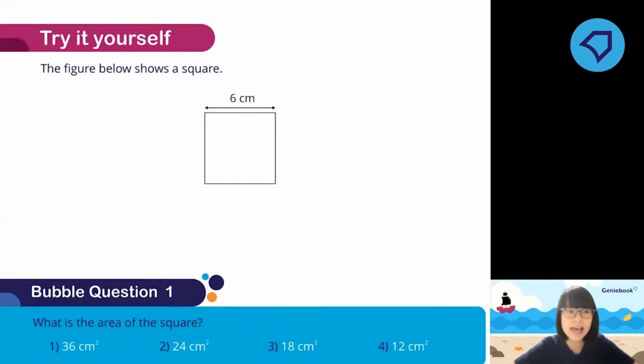Try it yourself. The figure below shows a square. The length of the square is 6 centimeters. What is the area of the square? Okay, are you guys ready? Options launching in 3, 2, 1. Let's go. You only have 30 seconds, okay? So make sure you're able to do so. What is the area of the square?